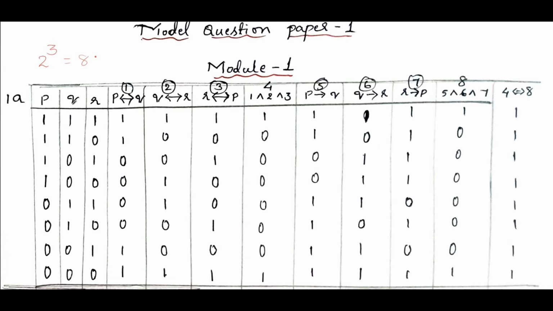So for 3 primitive propositions P, Q, R, I have taken the truth values here. For P, 4 truths and 4 false. Similarly for Q, first 2 truths, and true is nothing but 1, 0 is nothing but false here. So true, true, false, false, true, true, false, false. Similarly for R, I have considered 1, 0. That is true, false, true, false, true, false, true, false.